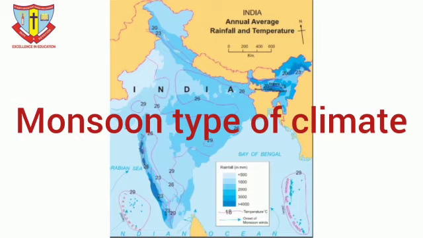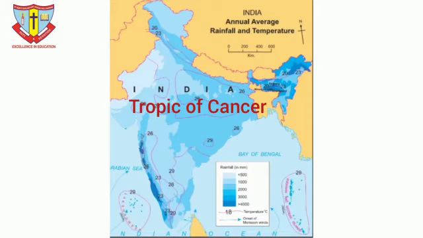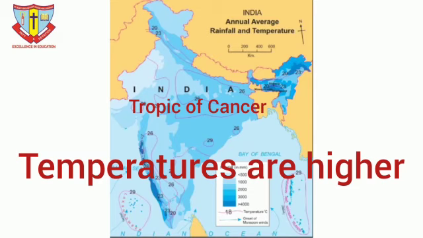Now let us see India's climate. India's climate is a monsoon type climate. The sun rays are perpendicular up to the Tropic of Cancer, which passes through the middle of the country. As a result, average temperatures are higher throughout the year. Also, temperatures increase towards the south.